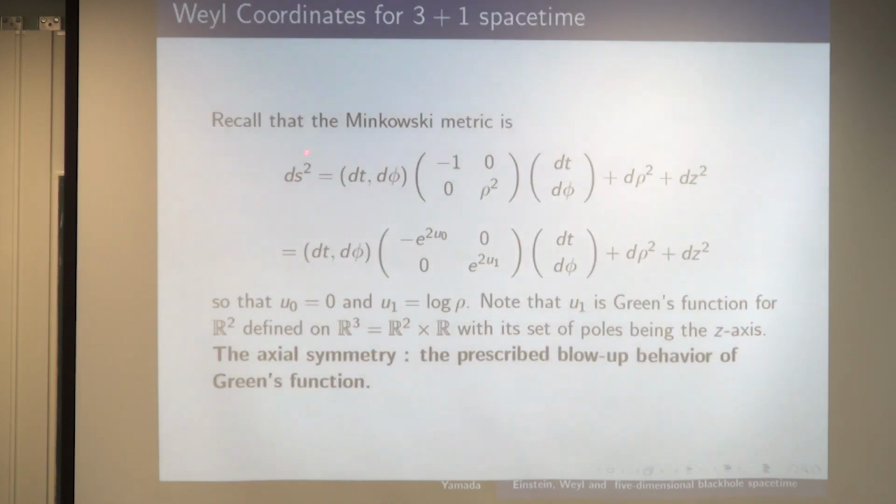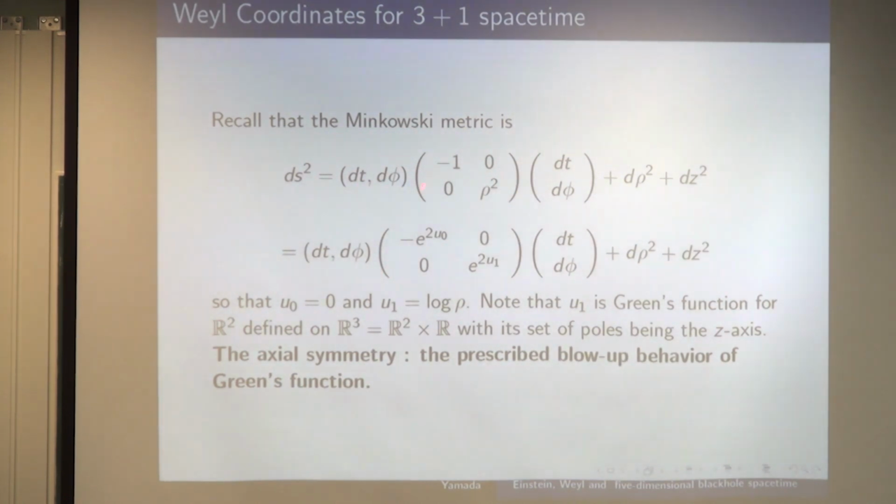So let me start from the very beginning. The Minkowski metric is this. I've written it this way: minus dt² plus ρ² dφ² plus dρ² plus dz². You see that ρ² dφ² plus dρ² is the two-dimensional polar coordinate, and then I have the z direction, which is up and down. If you forget the dt part, this is just the cylindrical coordinate system for R³. Then I add minus dt² to it, and you get the Minkowski metric.